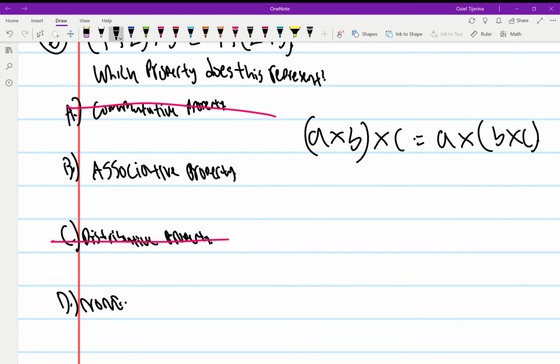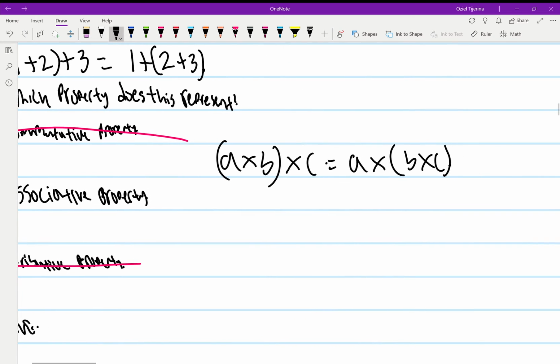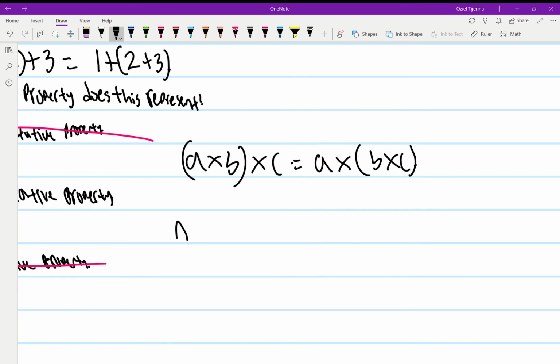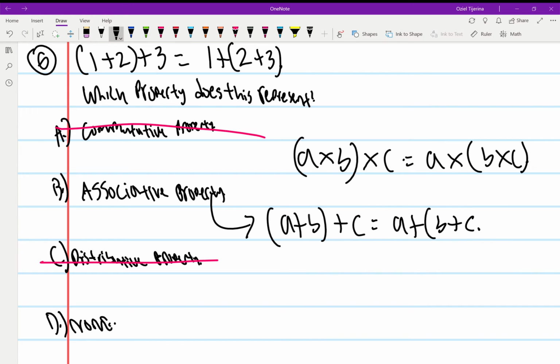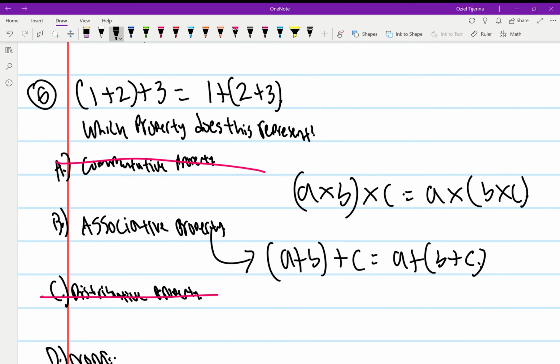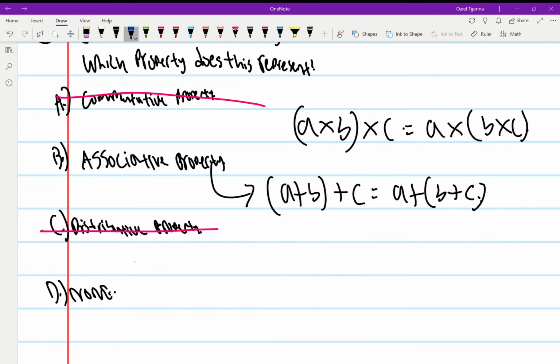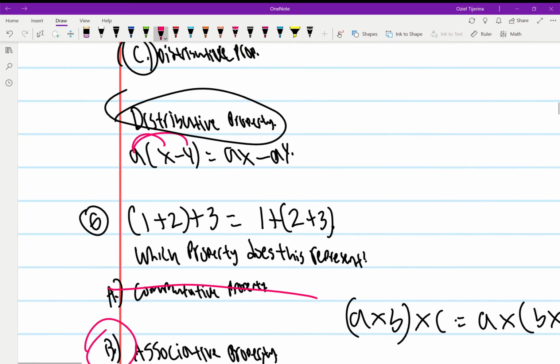Associative property, now that's when you have, so associative property, you basically have A plus B plus C equals A plus B plus C, which is exactly what this is representing. So therefore your answer is going to be B for this one.